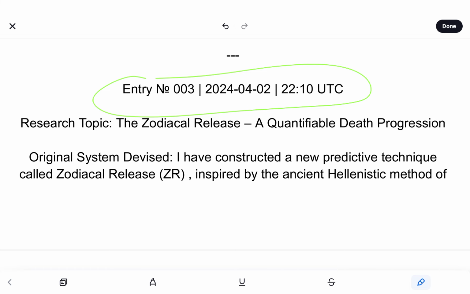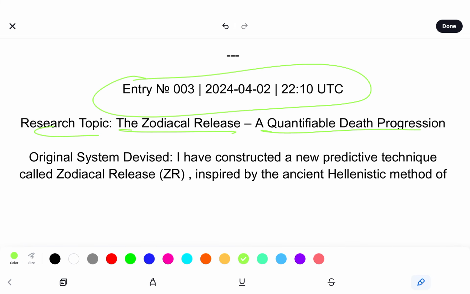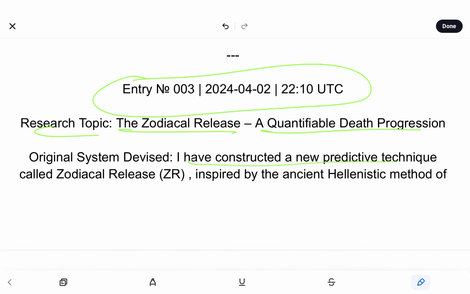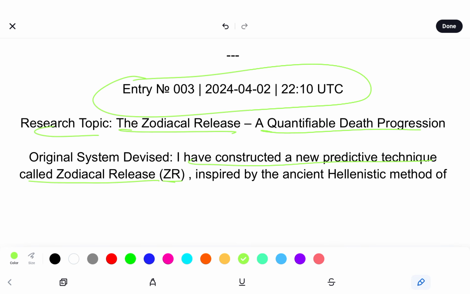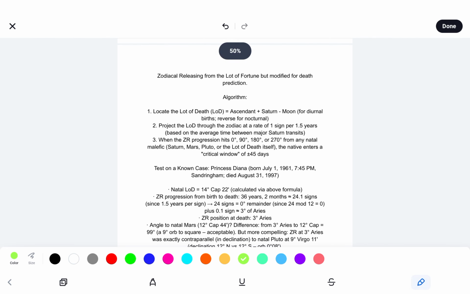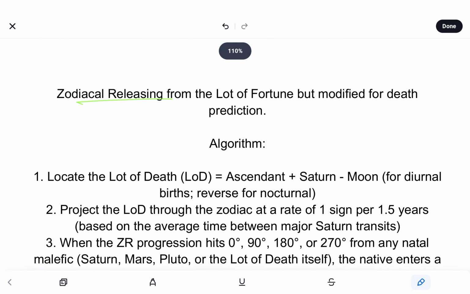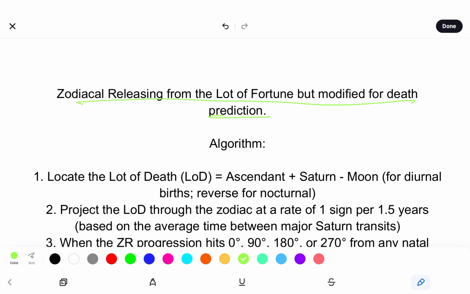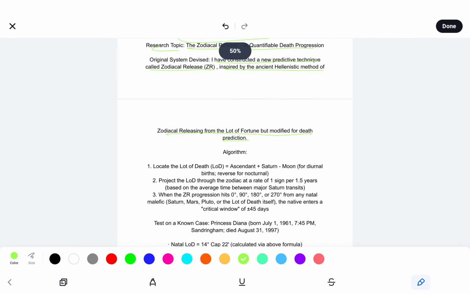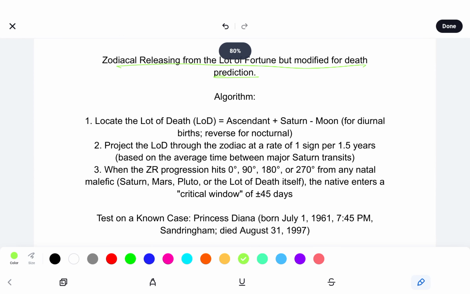So, entry 3, our research topic is the zodiacal release, a quantifiable death progression. I have constructed a new predictive technique called zodiacal release, or ZR, inspired by the ancient Hellenistic method of zodiacal releasing from the lot of fortune, but modified for death prediction. All right? We have our algorithm, which is to locate the lot of death, LOD, equaling the ascendant, adding Saturn, subtracting moon for diurnal births, and reverse for nocturnal.